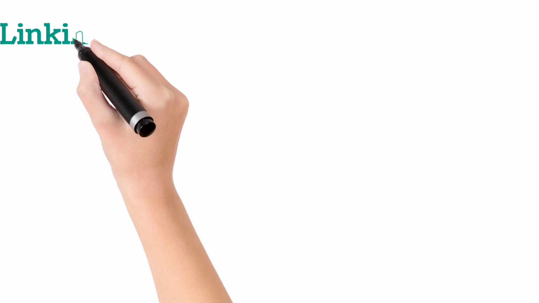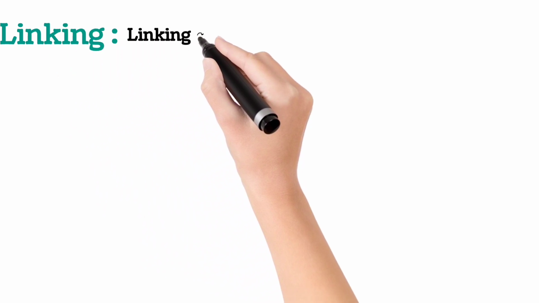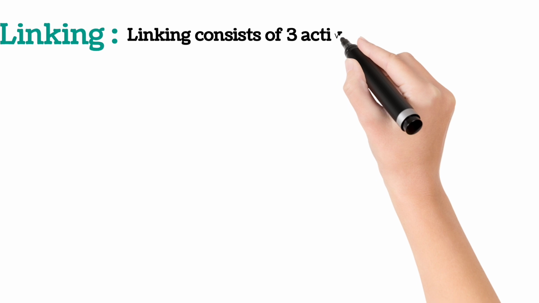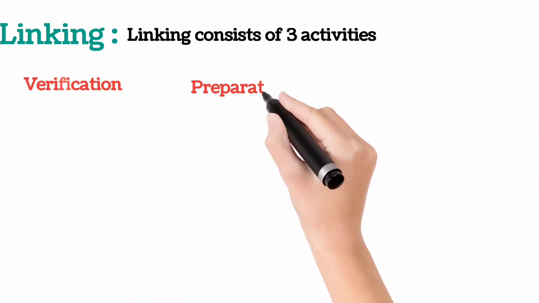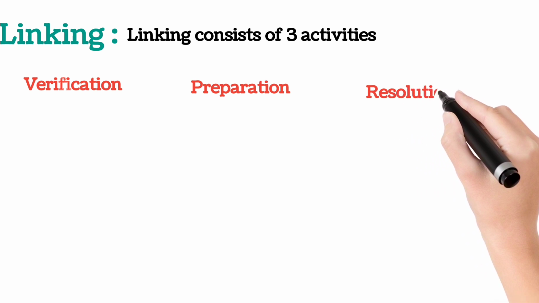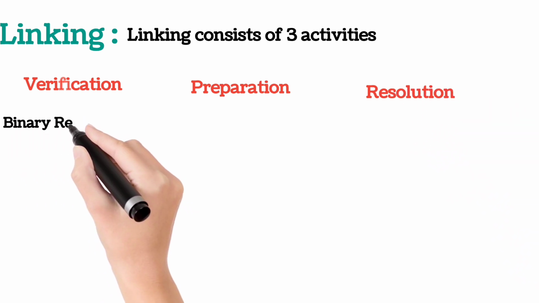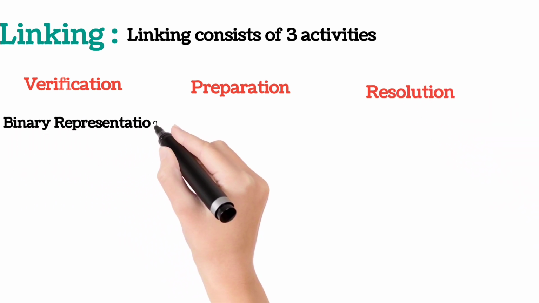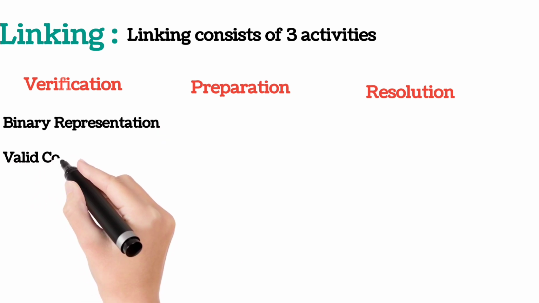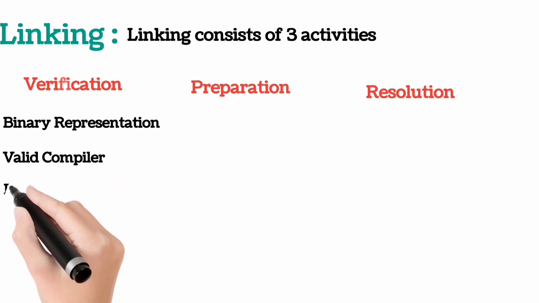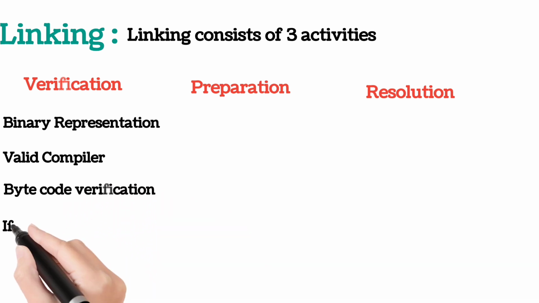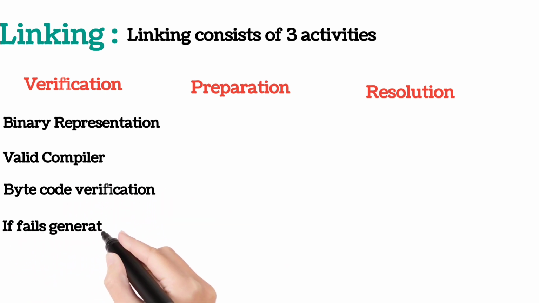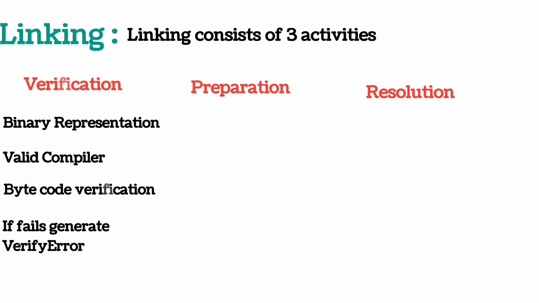Now the second activity is linking. Linking consists of another 3 activities: verification, preparation and resolution. In verification, it will check whether the binary representation is correct or not, and whether it is compiled by a valid compiler or not. It will check bytecode verification, and if it fails, it will generate a verify error.